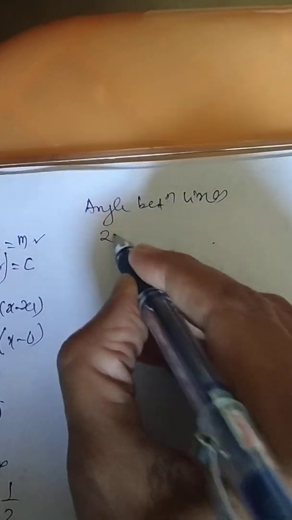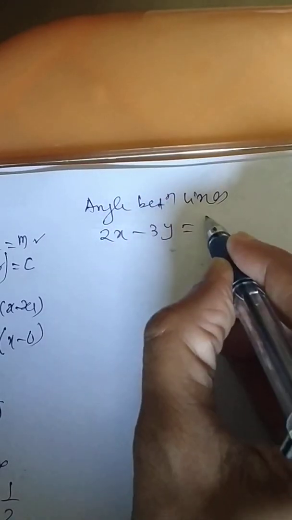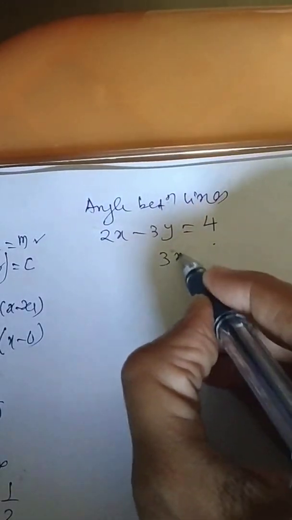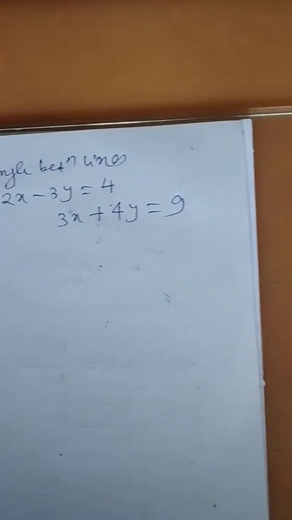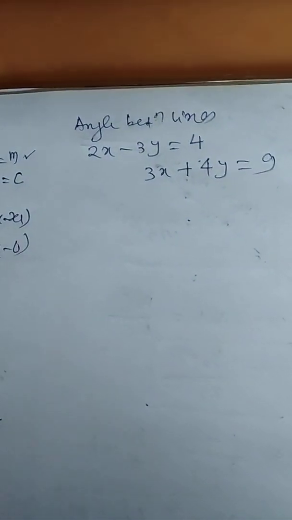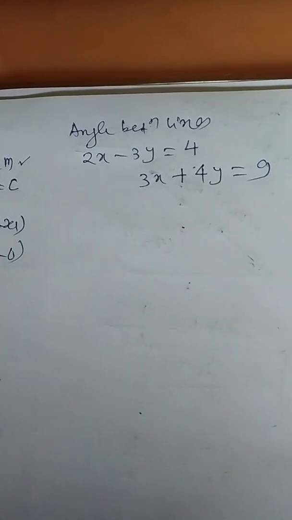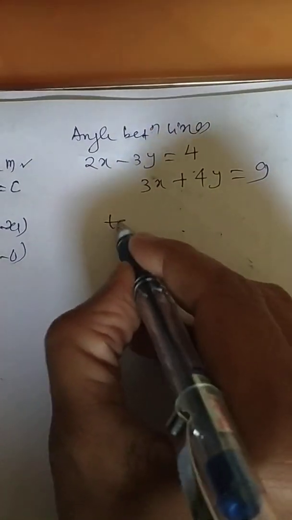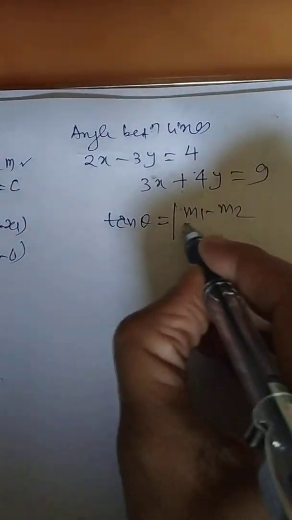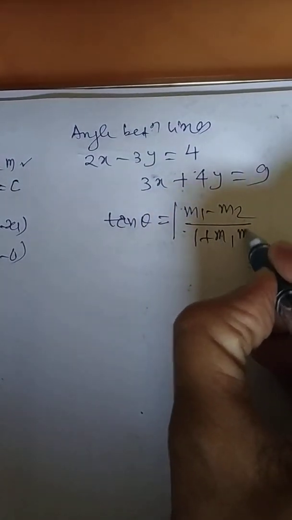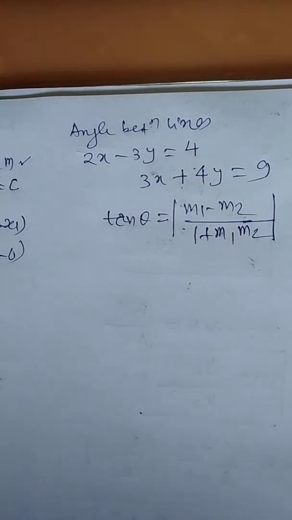Let us say 2x minus 3y is equal to 4 and 3x plus 4y is equal to 9. These are the two lines given to you and the question is asking for the angle between the lines. Now I think you remember tan theta is equal to mod of m1 minus m2 upon 1 plus m1 m2. By using this you can get the angle between any two lines.